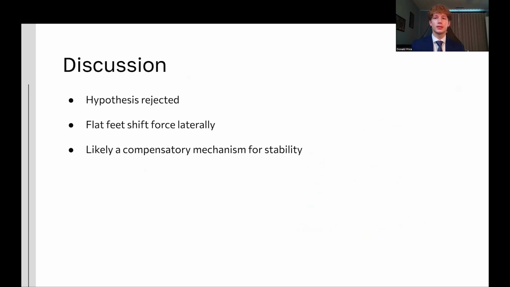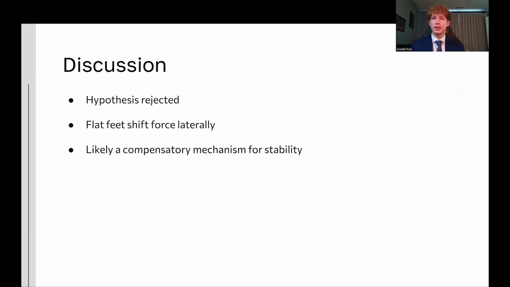My original hypothesis predicted that flat feet would create higher pressure along the medial longitudinal arch. The data, however, showed the opposite pattern. Instead of a greater loading on the medial arch, the flat feet participant demonstrated a clear shift of pressure toward the lateral arch. This indicates that flat feet change how forces are distributed during stair climbing.